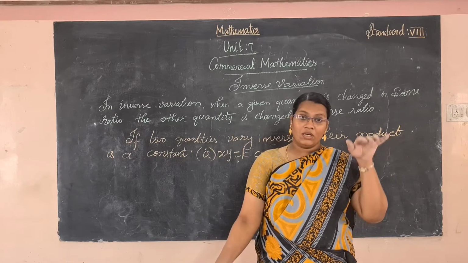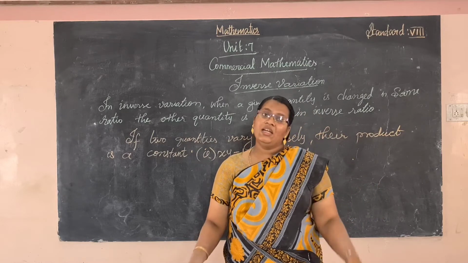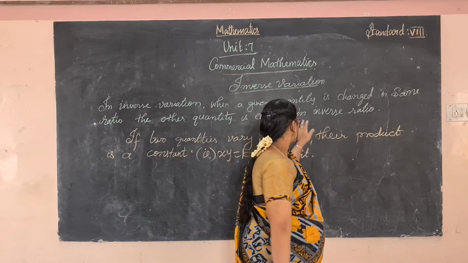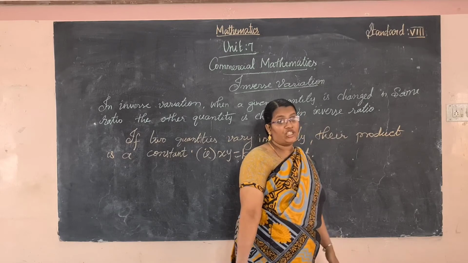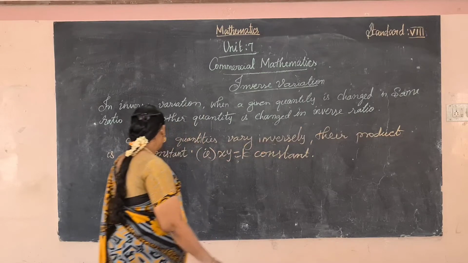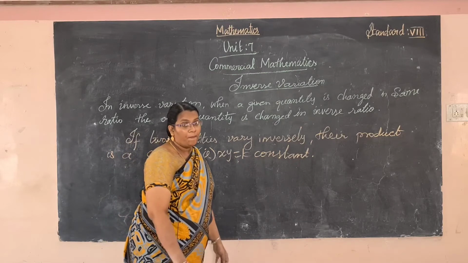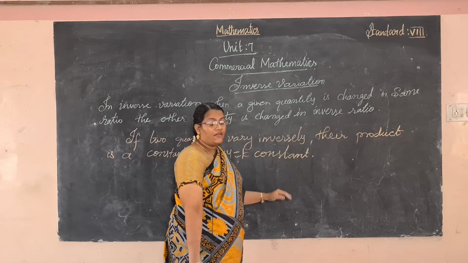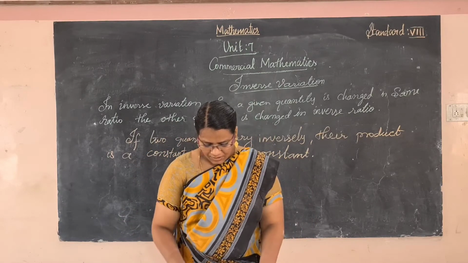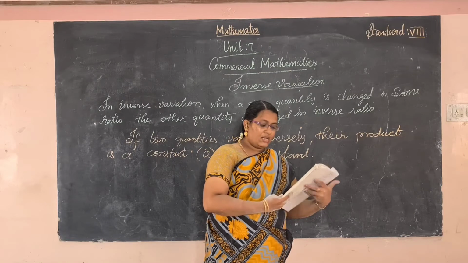But here, when one quantity is increased, the other quantity is decreased. This is called inverse variation or indirect variation, a change in the inverse ratio. If two quantities vary inversely, the product is a constant. So xy is equal to k, a constant. This we also learned in the 7th standard. Now let us do the related examples. Inverse variation means the product of both quantities remains the same.